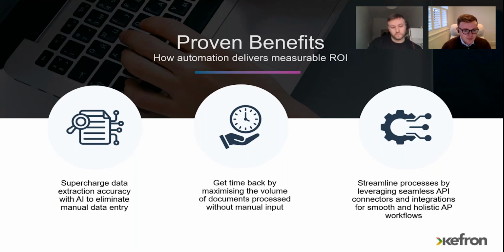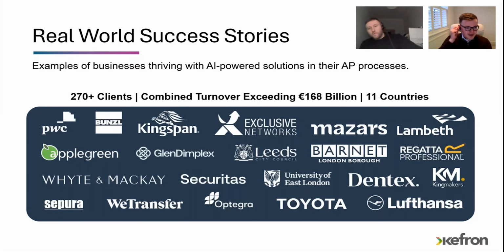Time back being the second one there, and then also a better, more scalable process with fewer errors and fewer delays, meaning that your suppliers are getting paid on time, they're happier, and then sometimes you can look at things like renegotiating terms with some of those suppliers as well. Exactly. Over to you, Harry.